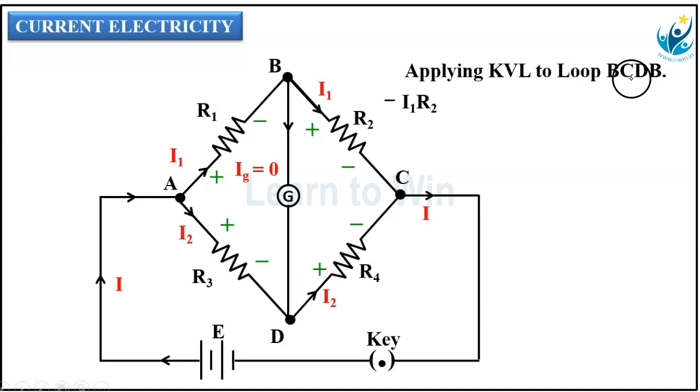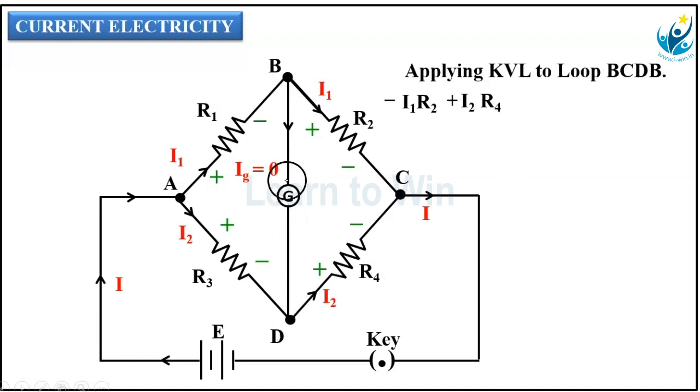Next from C to D. In the circuit I am moving from C to D. Current is from D to C in this branch DC, so current is flowing opposite to my motion in the circuit. That means the product I2 R4 is taken as positive: plus I2 R4, up to point D.